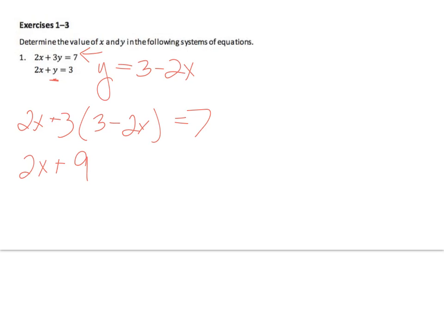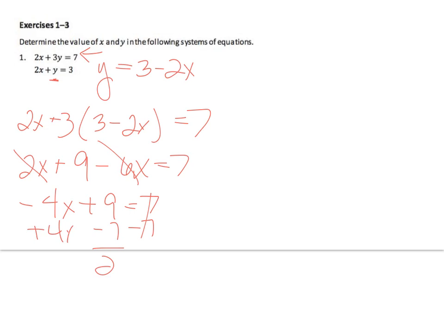2x plus 9 minus 6x equals 7. Collect like terms. Here I have negative 4x plus 9 equals 7. I'm going to subtract this way and add this way. So here we have x equals 1/2.